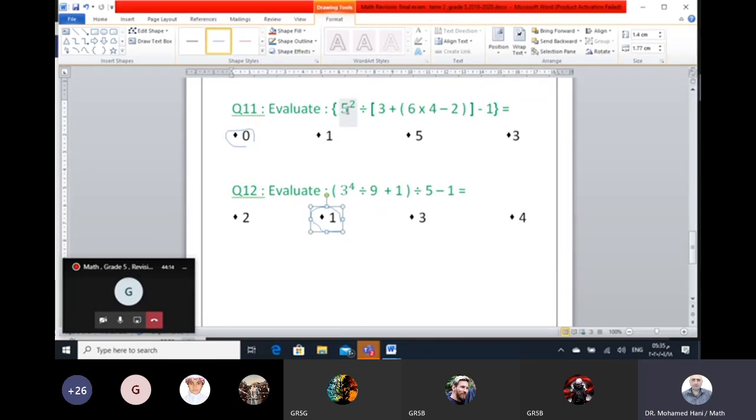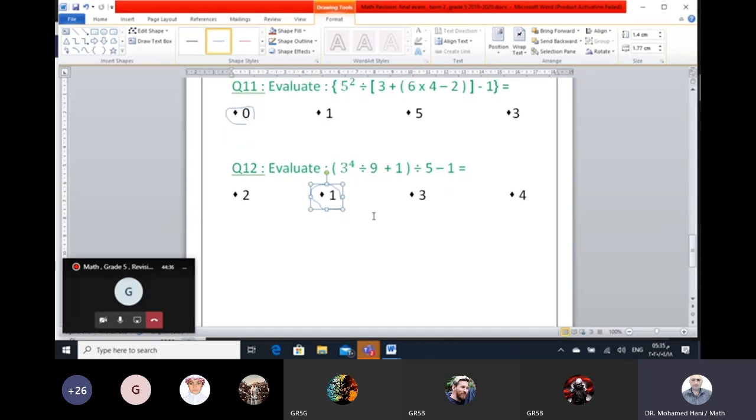And here we have an exponent. 5 exponent 2 means 5 times 5, which is 25. Now 25 divided by 25 will be 1. So the value here is 1. And here we have minus 1. 1 minus 1 will be 0. So the right answer here will be 0.